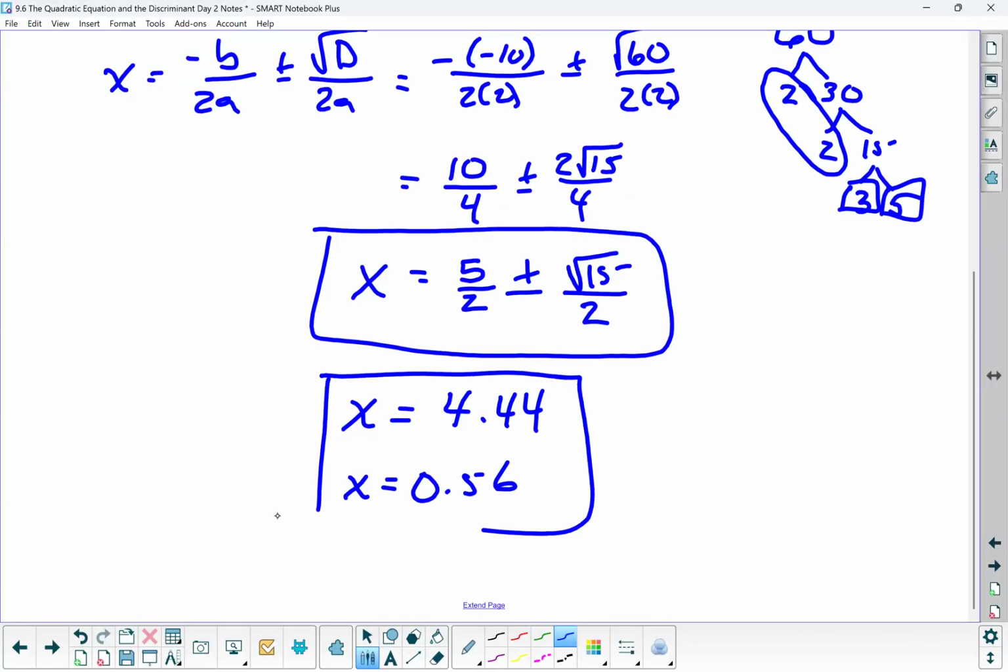And that is how you can use the discriminant and the quadratic formula to solve quadratic equations.